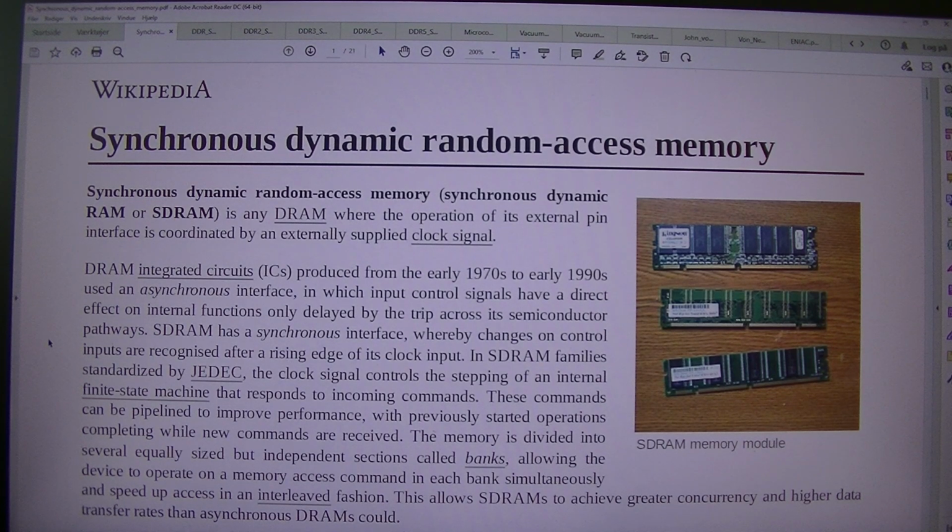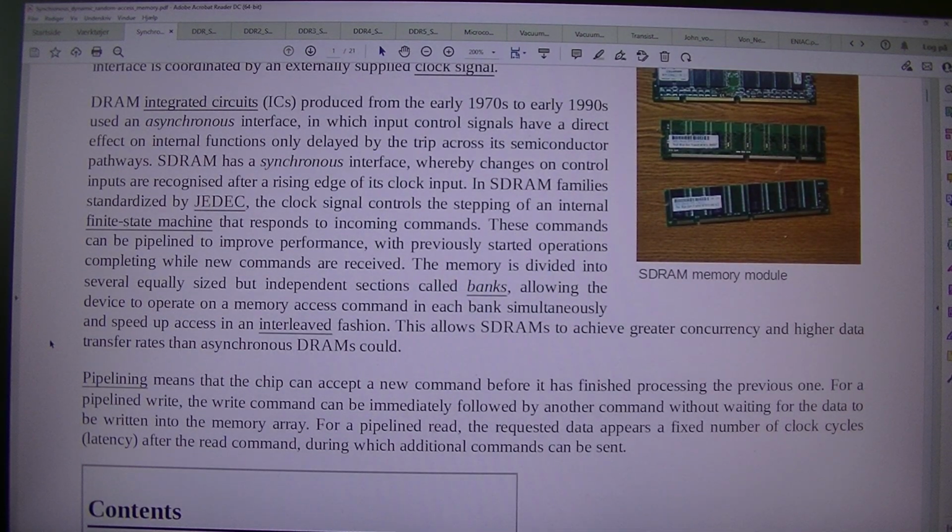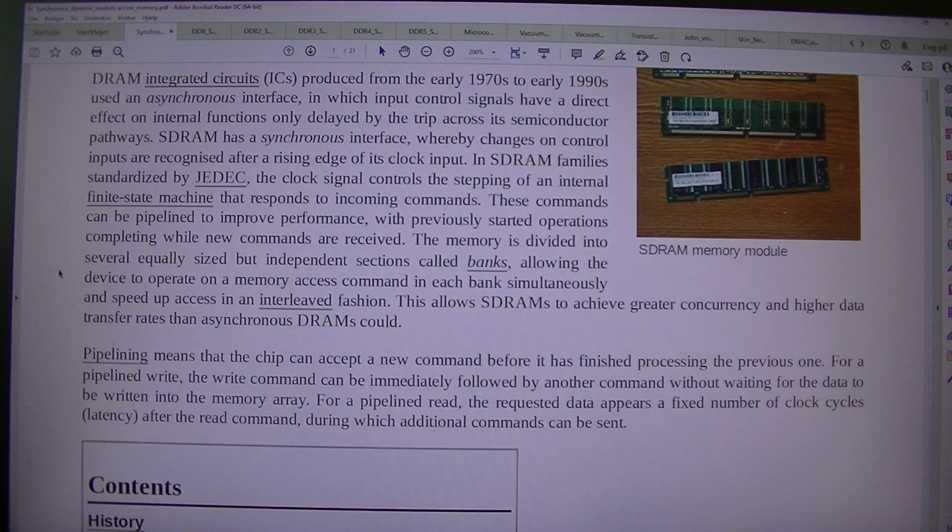SDRAM has a synchronous interface, whereby changes on control inputs are recognized after a rising edge of its clock input. The SDRAM family is standardized by JEDEC. The clock signal controls the stepping of an internal finite state machine that responds to incoming commands. These commands can be pipelined to improve performance, with previously started operations completing while new commands are received.